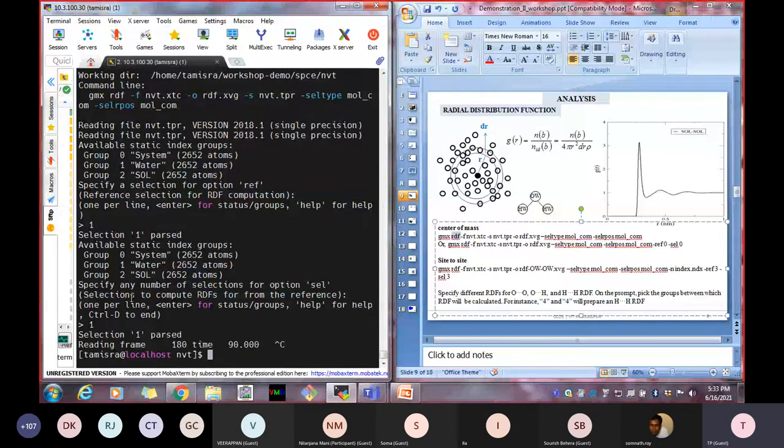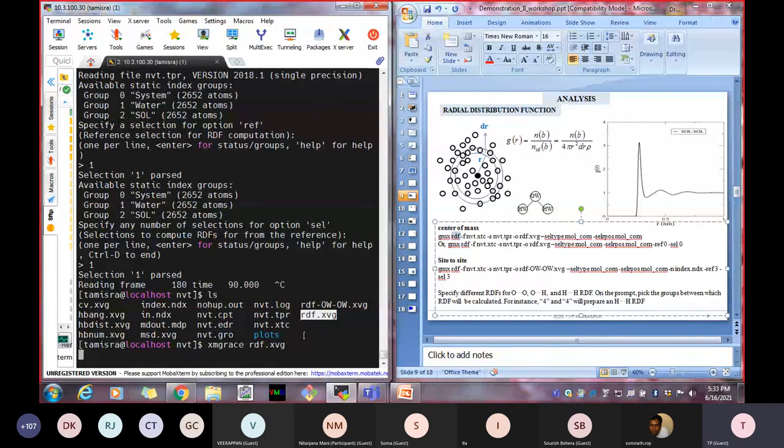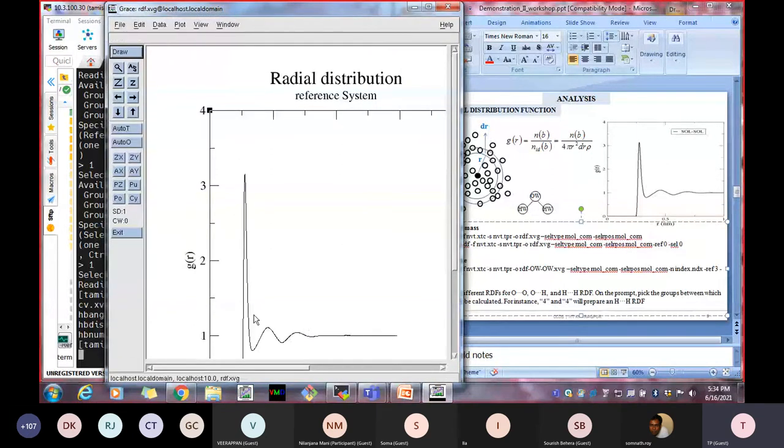So I will stop it here. So it's already created beforehand. We have this here as rdf.xvg. If we open it in XMGRACE, then we can find, so this is what we can see here, essentially what we have plotted here.